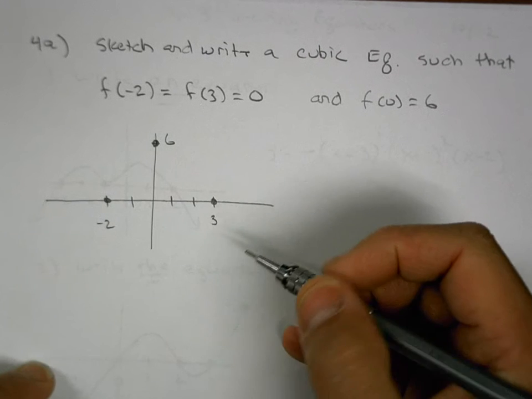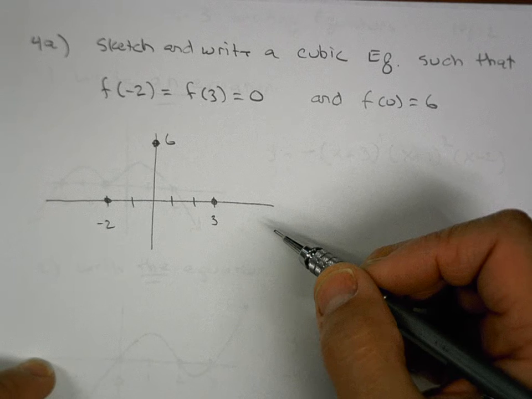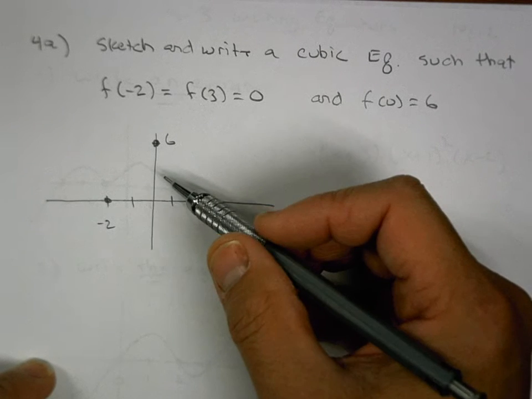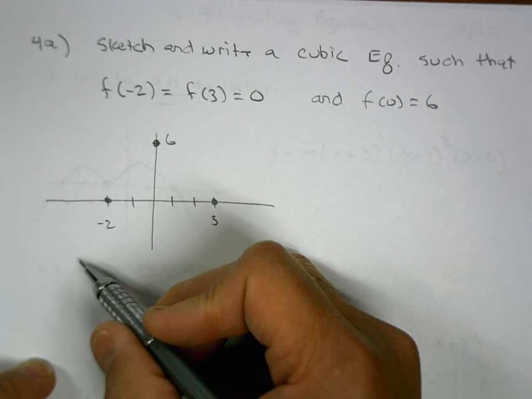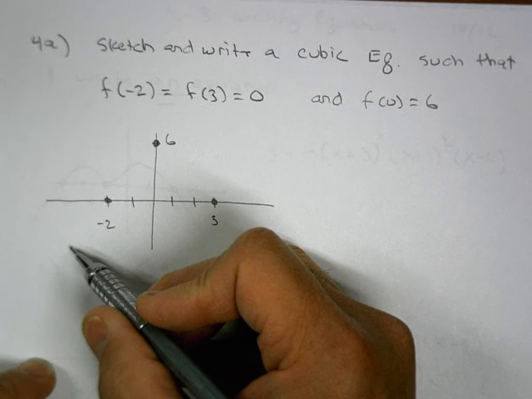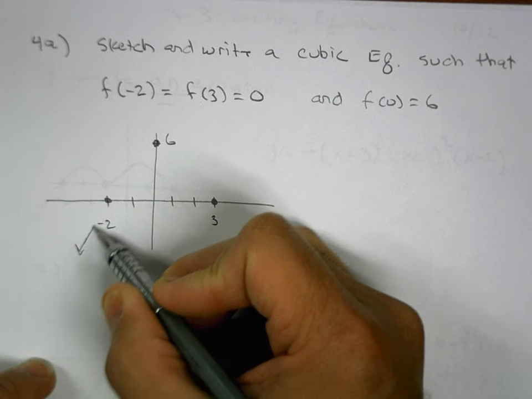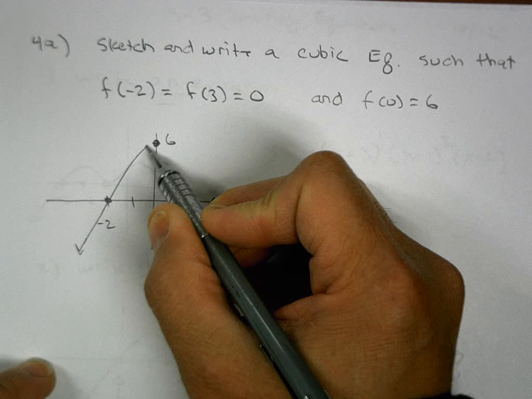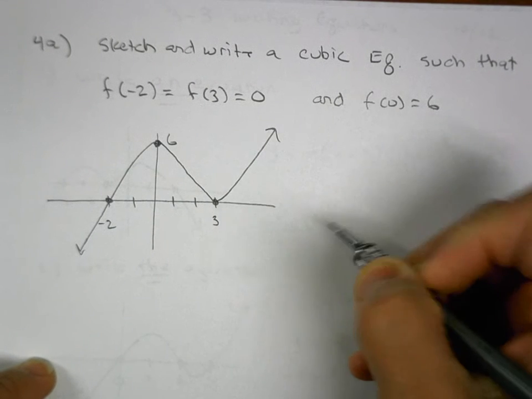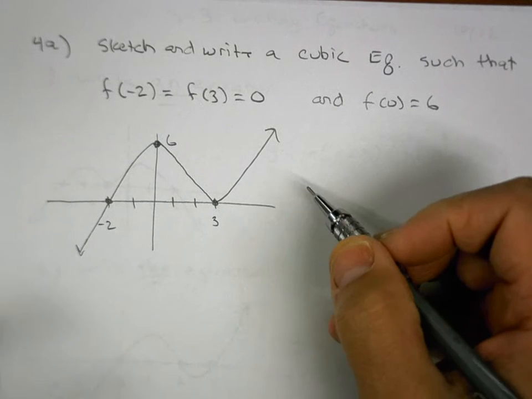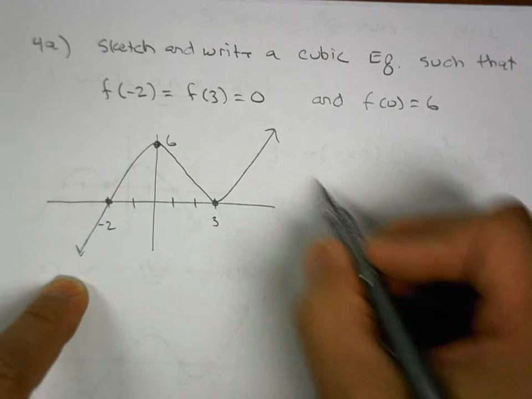So how do I sketch this cubic equation? What's one way we could sketch it? Any ideas? Start down. Okay, so like this. Go to the 6. Oh, balance it. There we go. There's a cubic graph, at least when it's odd, right? There we go. Okay, so that'll work. Now, write the equation.